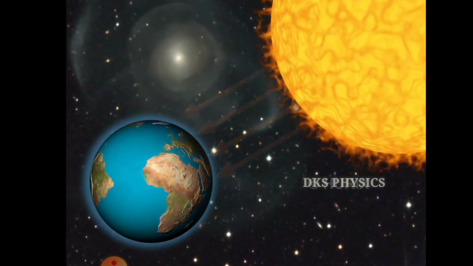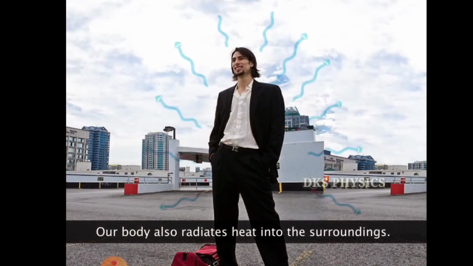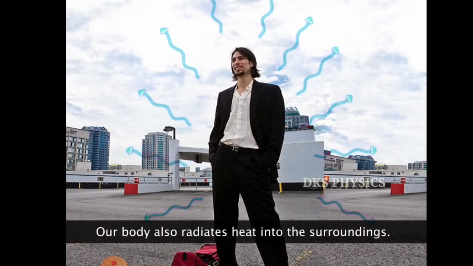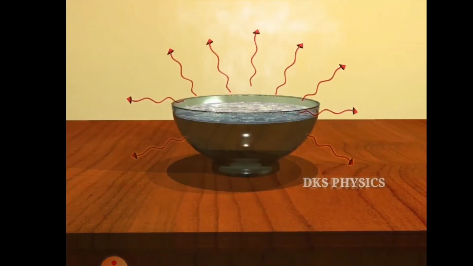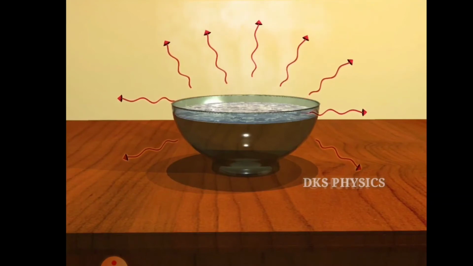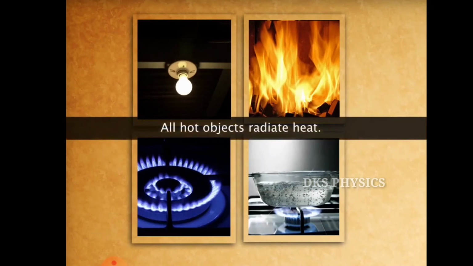It's not just the sun that can radiate heat. Even an ordinary fire, a light bulb, and a hot gas stove can radiate heat. Our body also radiates heat into the surroundings. Similarly, a vessel full of hot water cools down after a while because it radiates heat to its surroundings. In short, all hot objects radiate heat.